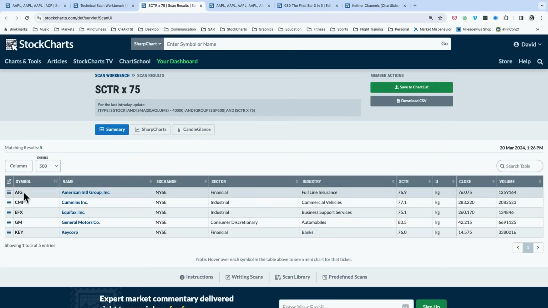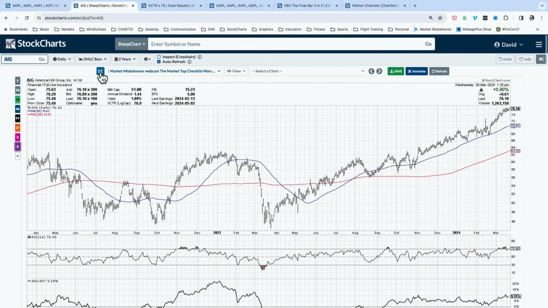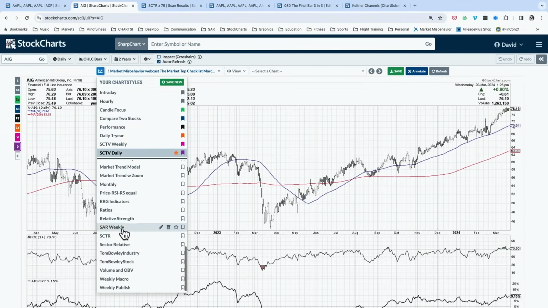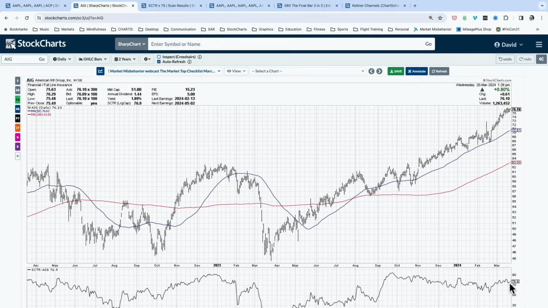So here I'm running the scan right now, and AIG is popping up. We'll do that. And I have a chart style called SCTR, which shows it to you. So here we go. We're just breaking above 75 today, and that's why it comes up on the scan. So that's the way you can do it.